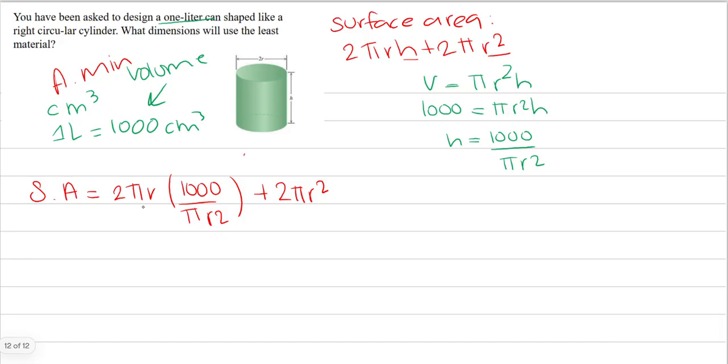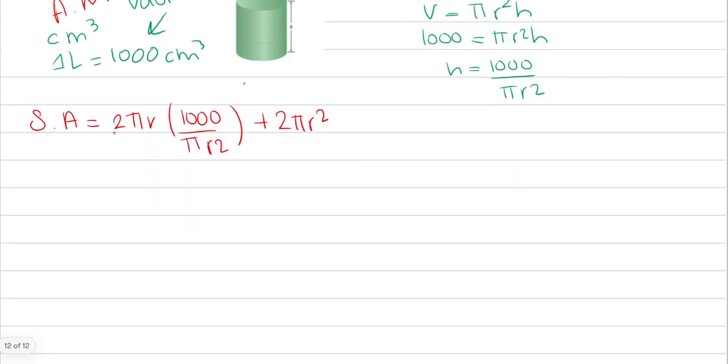So now what do I need to do? I need to fix my equation here. Now how am I going to fix it? I have this 2 pi r and I have pi r squared. I'm going to cancel a pi r from here with the pi r squared. What am I going to end up with? The surface area as 2, I'm going to multiply this 2 by 1000, so it's going to be 2000 divided by r, the r here cancelled, so I have only one r left, plus 2 pi r squared. So now I fixed my equation.